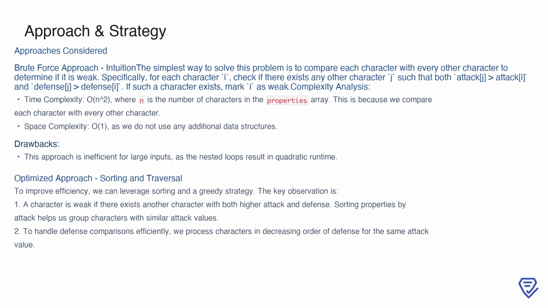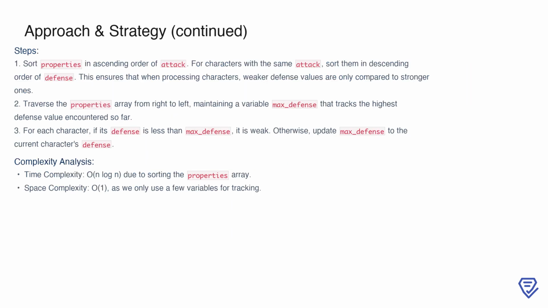This approach uses a greedy strategy to efficiently handle defense comparisons, which we'll explore further. To implement the optimized approach, we follow three main steps. First, we sort the properties array by attack in ascending order. If two characters have the same attack value, we then sort them by defense in descending order. This ensures that while processing, weaker defense values for the same attack are always compared against stronger ones.